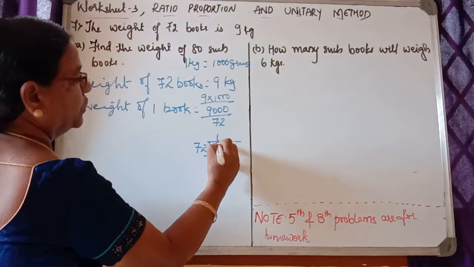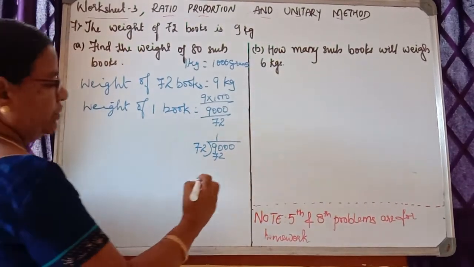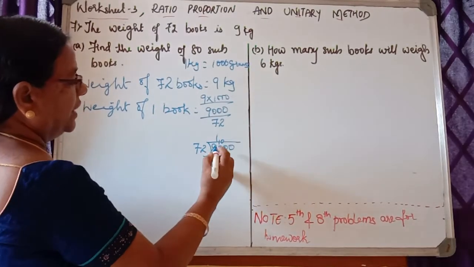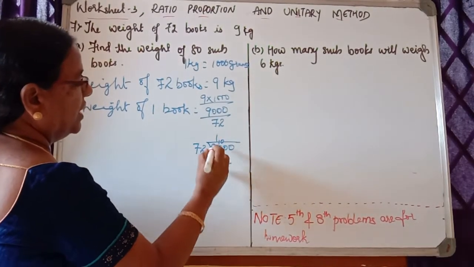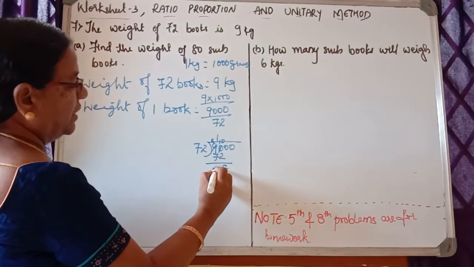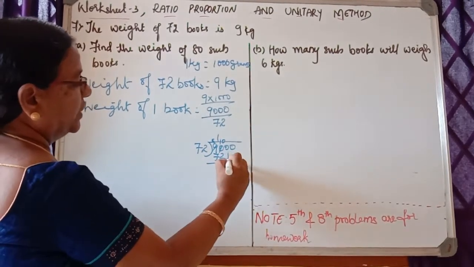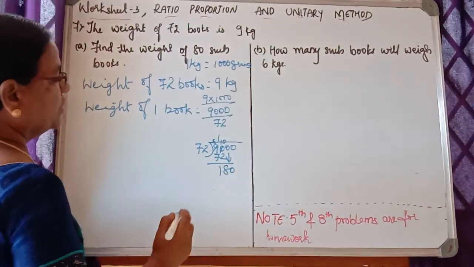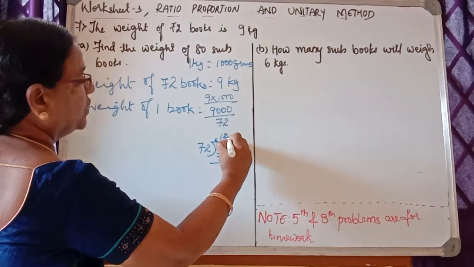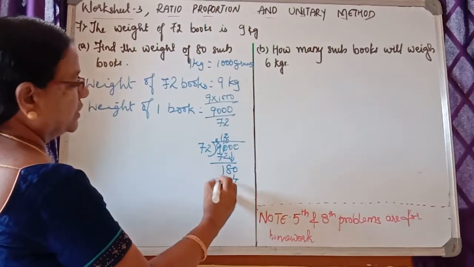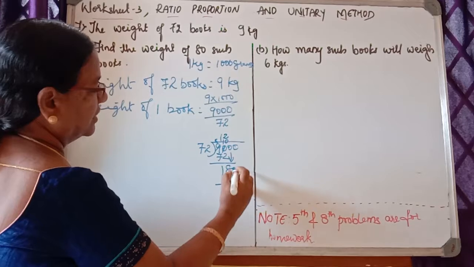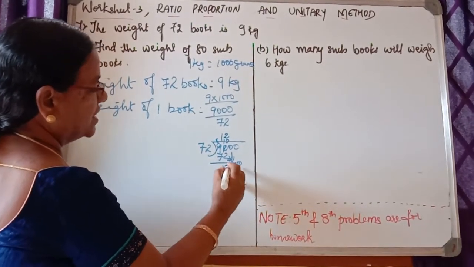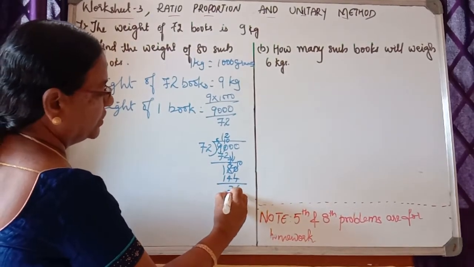9,000 divided by 72. How many 72s are there? Only 1 in 9, so 72 is not possible; here 0 is there. We are borrowing 1. 10 minus 2, 8. It will become 8. 8 minus 7, 1. Now lay the 0 here. In 180, how many 72s are there? Only 2. 2 2s are 4. 7 2s are 14. Now we are borrowing 1 here. 10 minus 4, 6. 7 minus 4, 3.